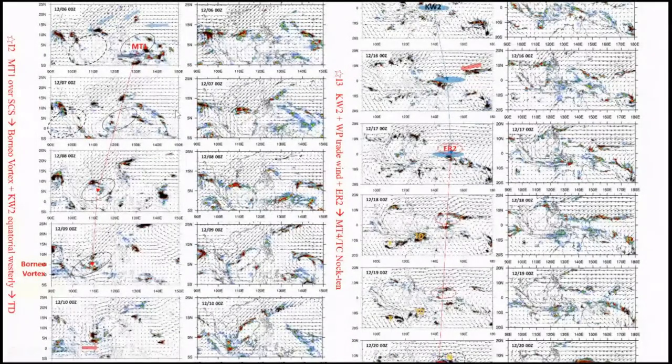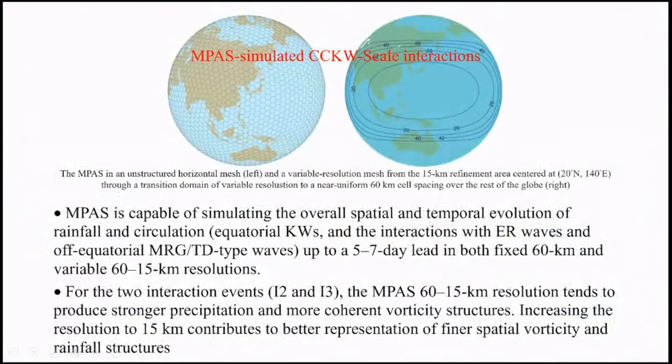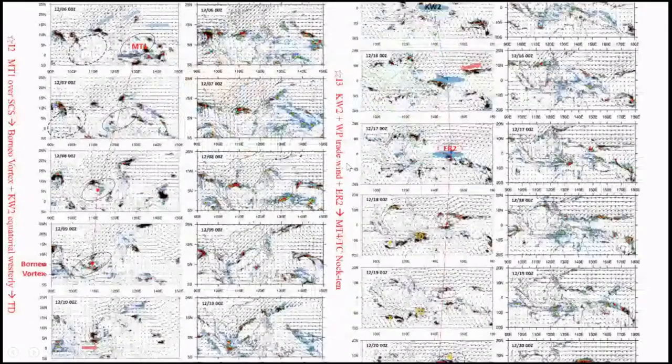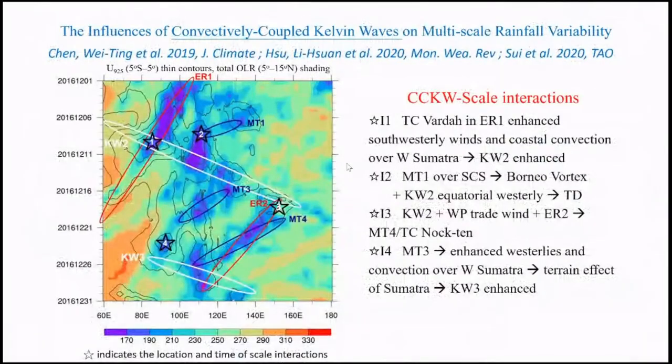So this is the two dominant interaction events. The other one is like the Rossby wave interaction with the Sumatra and also the southwesterly wind and coastal convection. And the fourth interaction event is enhanced westerly and convection over West Sumatra. Okay, so we'll skip the details.